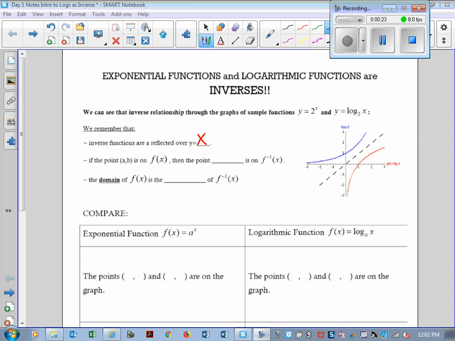Here's what I wanted you to do. If the point (a, b) is on the original, what point would be on the inverse?